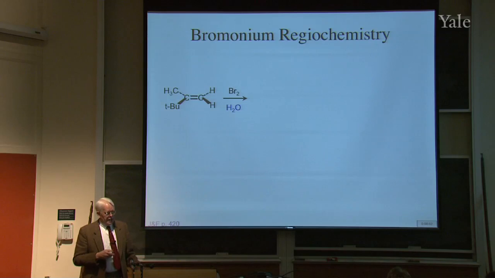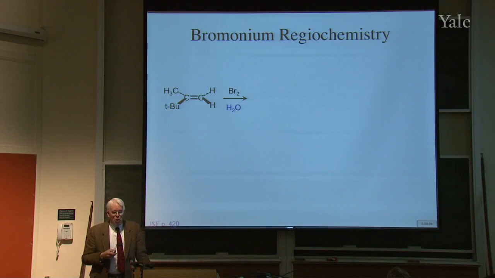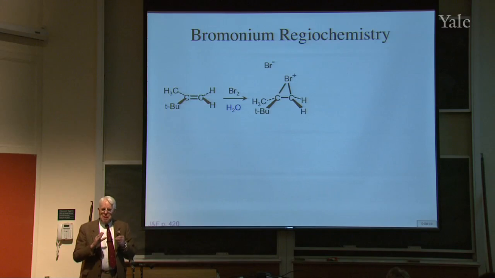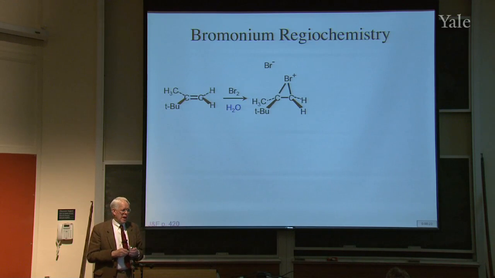Now, let's look at the bromonium ion that you get when you add Br2 and look at the regiochemistry that's involved. So you have this three-membered ring, but it's not symmetrical. The bromine I've drawn more on the right than on the left. Why would I draw it that way?